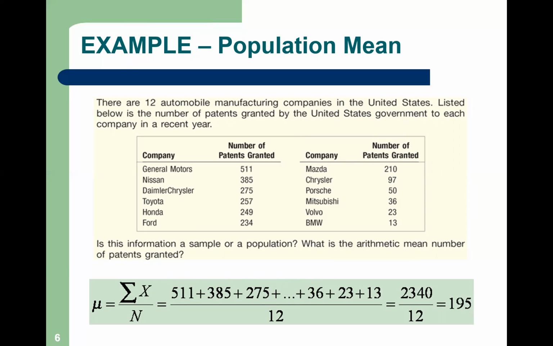So the way to find out the population mean is we sum up all the values of patents granted to each company, divided by the total number of companies. These were 12 companies. So we sum up all the values and divide by 12, 2340 divided by 12, and here is the mean. 195 is our population mean.